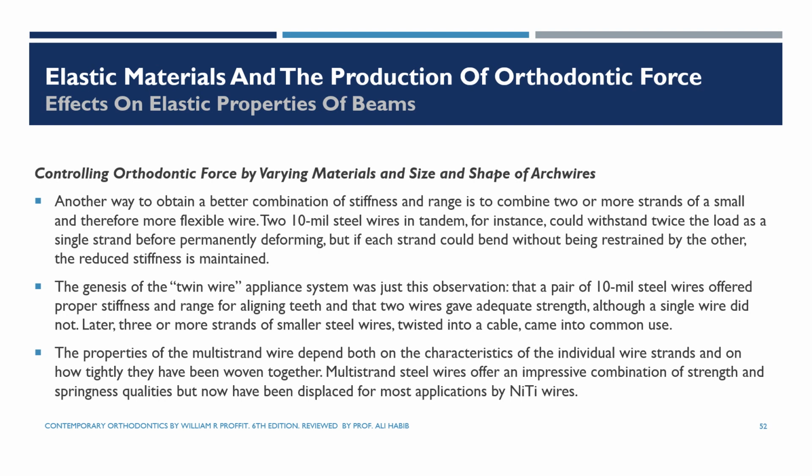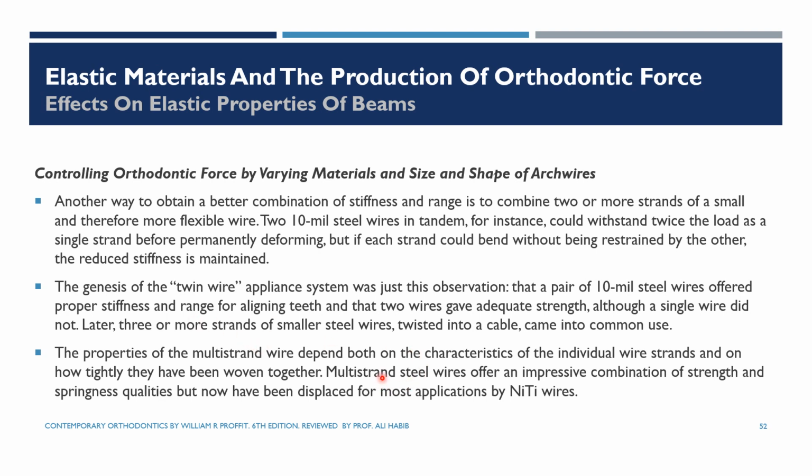So here is another way to obtain a combination of stiffness and range, by combining more than one wire together, like using the double or twin wire appliance, using two wires made of 10 mil stainless steel in order to add more flexibility to the wire. And then new wires came out which contained more wires inside, like the twist flex wires, which have smaller stainless steel wires twisted together, more than two wires, three or more.